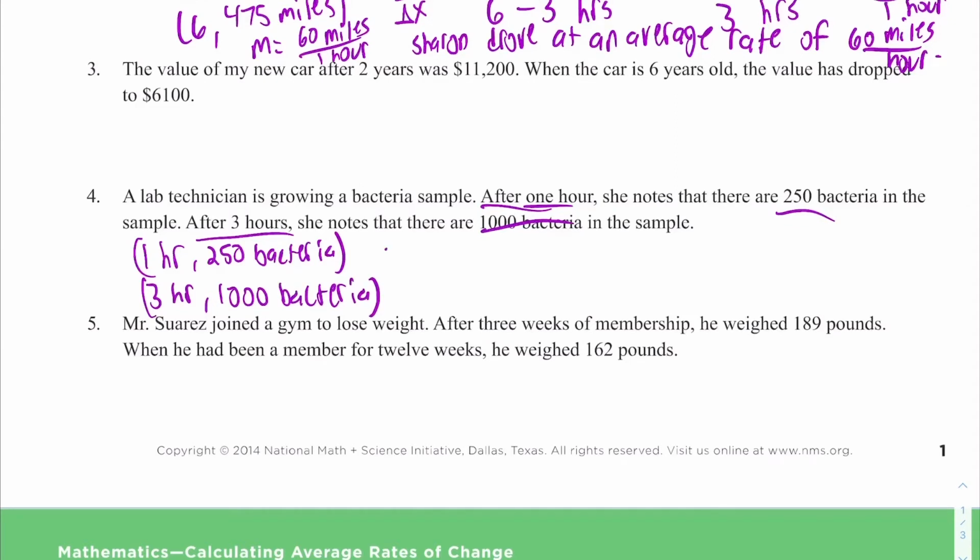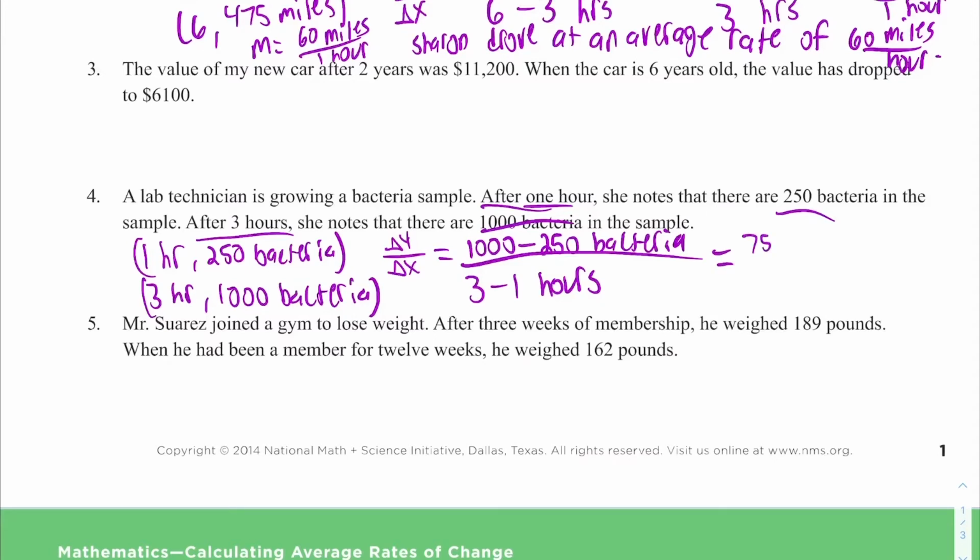Let's find the delta y divided by the delta x. The y's are the bacteria. We had 1,000 at the end, and we're going to subtract 250 to find the change between those two. What was the difference between those numbers? Then we take 3 and subtract 1, and that's going to tell us the change between the x's. The top ones will subtract and be 750 bacteria, and 3 minus 1 is 2 hours.